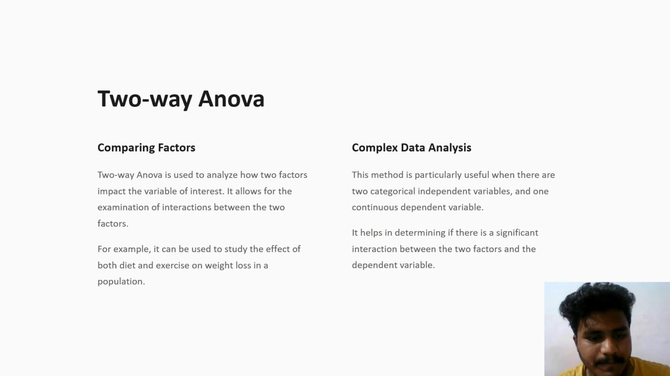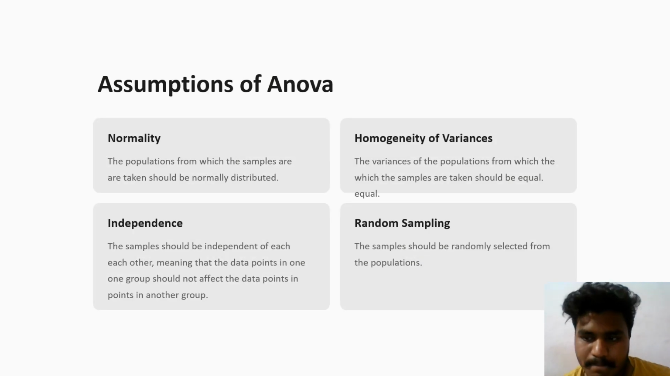For example, it can be used to study the effects of both diet and exercise on weight loss in a population. Complex data analysis: this method is particularly useful when there are two categorical independent variables and one continuous dependent variable. It helps in determining if there is a significant difference between the two factors and the independent variable.